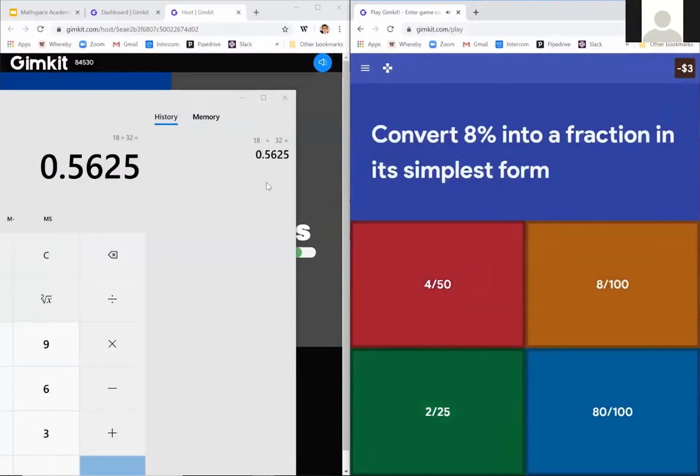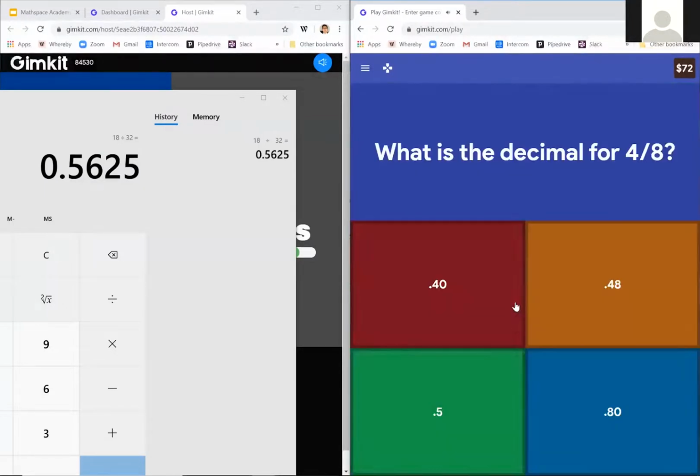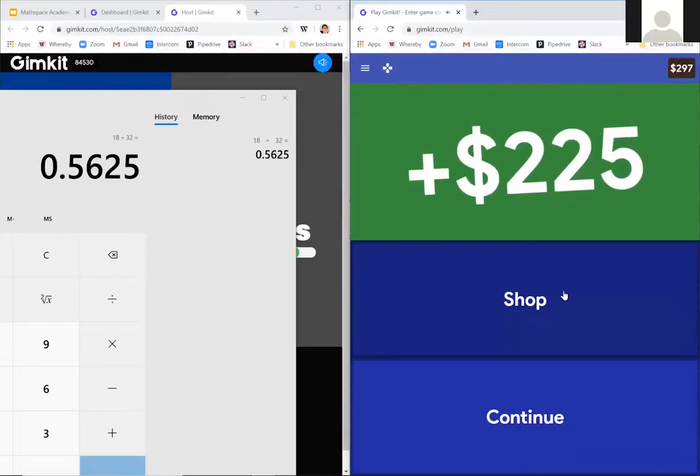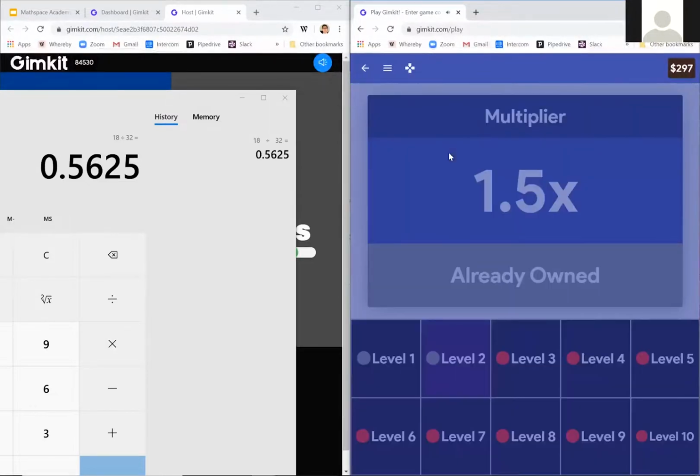Convert 8% into a fraction in its simplest form. 8%. 8 out of 100, 4 out of 50, 2 out of 25. What is the decimal for 4 out of 8.5? Oh, come on, let's go. What can I buy?